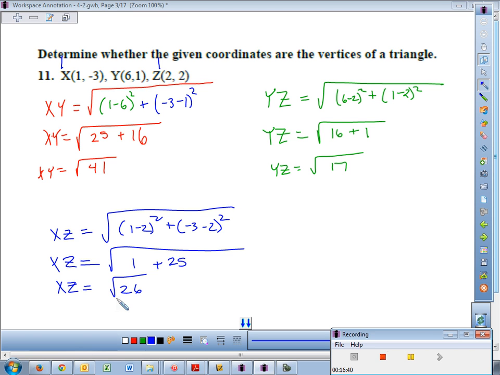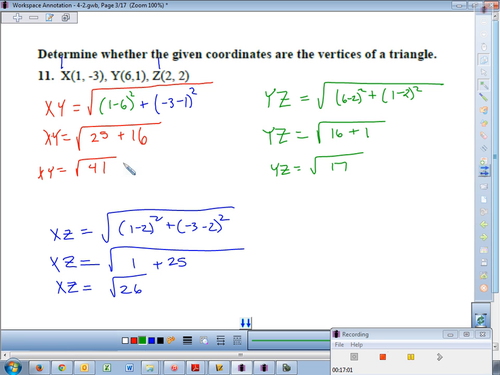Did you get the square root of 26 for that? So awesome. I got those three lengths. What do I need to see? If the two smallest add together to be bigger than the third. Which ones are the two smallest? It's kind of hard to tell. Here's the thing. Did the radical simplify? Yes or no? Nope.